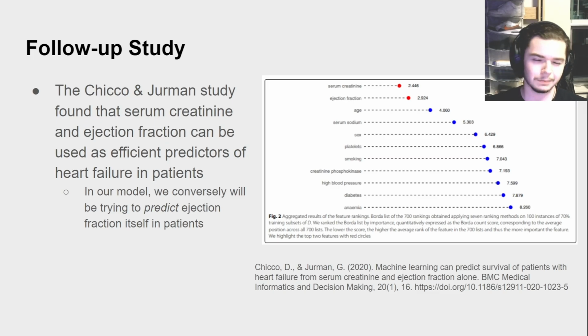We didn't want to do the same exact thing as this study because we knew that we wanted to do something more unknown, and not just directly laid out by other researchers before us. So we decided that we could use ejection fraction itself as what we were trying to predict in our patients from the other predictors you may already see here in this picture.